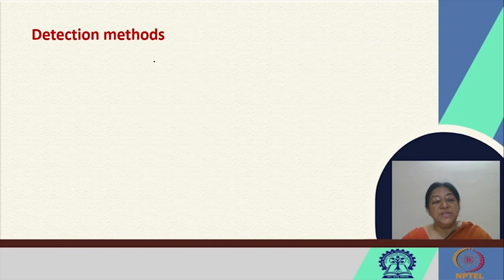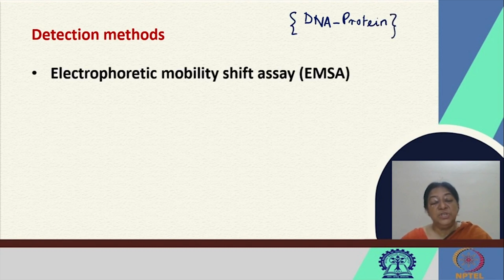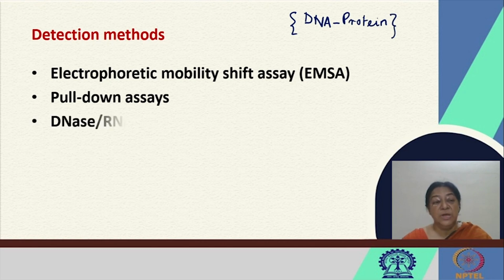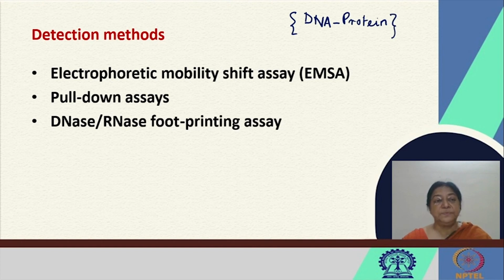In the specific detection methods that can be used to determine whether we have our nucleic acid protein bound form in the complex form, there are specific methods that we can look at. There is the electrophoretic mobility shift assay, which we discussed in the previous lecture. There is the pull down assays that can also identify a DNA protein complex formation. And we have the DNase, RNase footprinting assays.